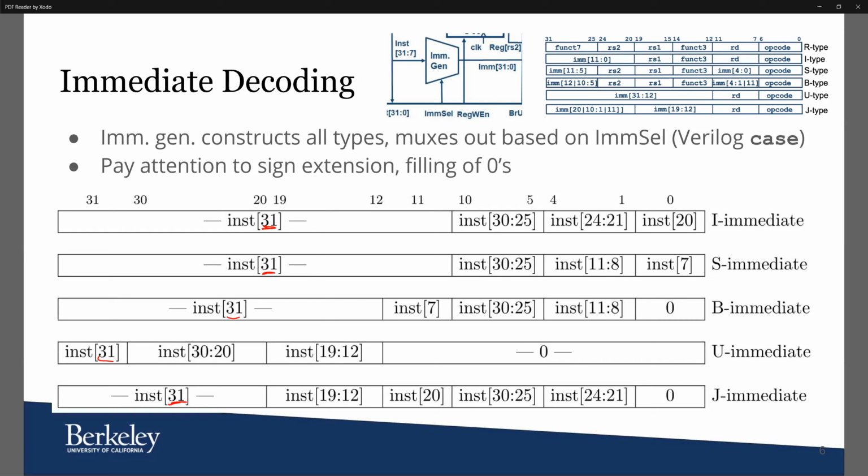Generally, how this is implemented is that the immediate generation constructs all the types at once, and then you just mux out which type you need based on the immediate select that is generated from the control logic. And basically, when you look at the immediates that are generated, you want to pay attention to sign extension and filling of 0 here, here, and here. Okay.